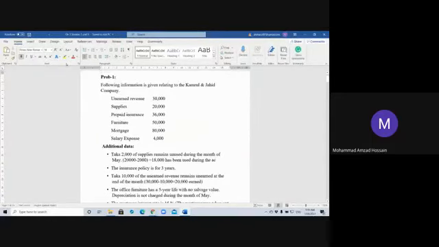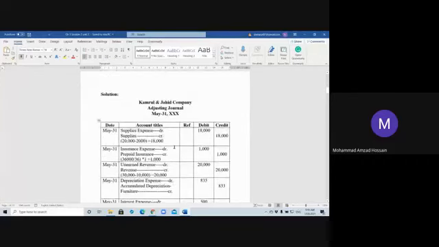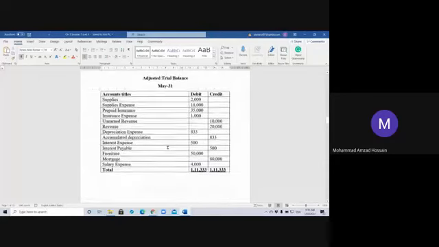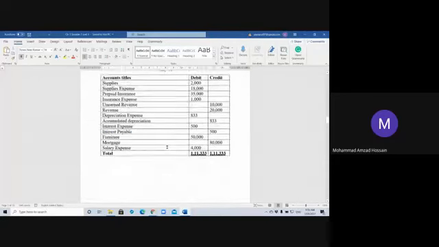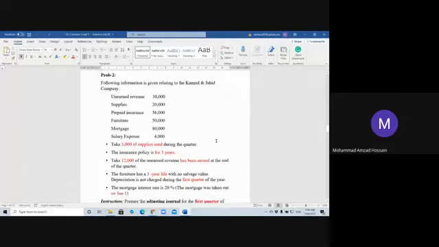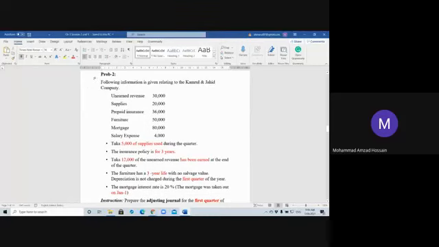I discussed this problem, salary expense 4,000, and I also prepared the adjusted ledger and adjusted trial balance from the given adjusting entries. Now I also discussed problem 2. Have you got it, student? I have assigned you problem 2 as homework. Did you do it?